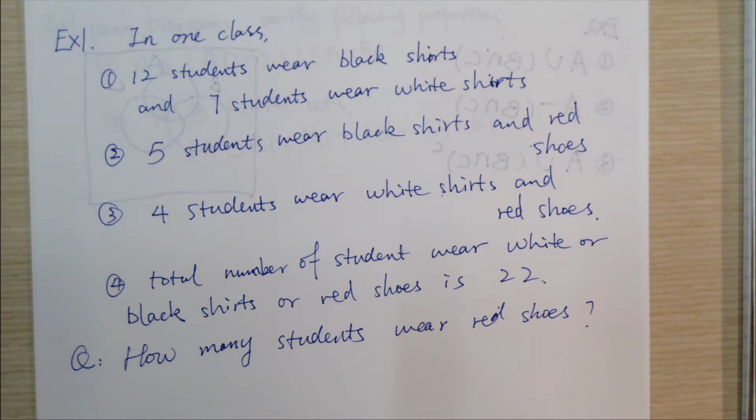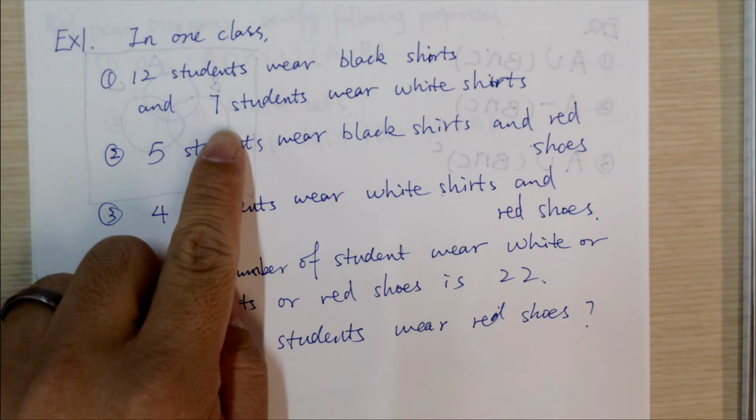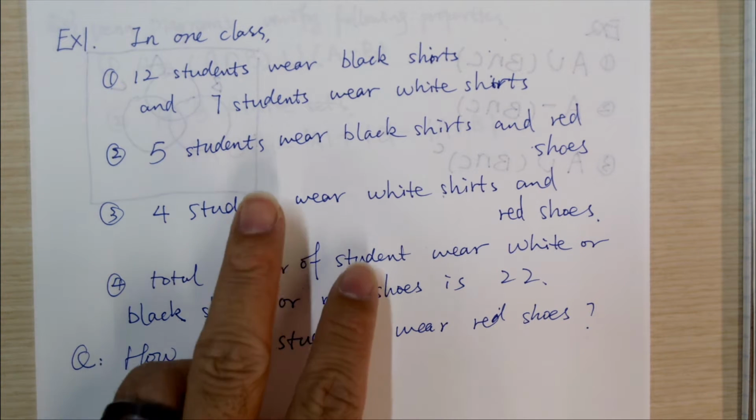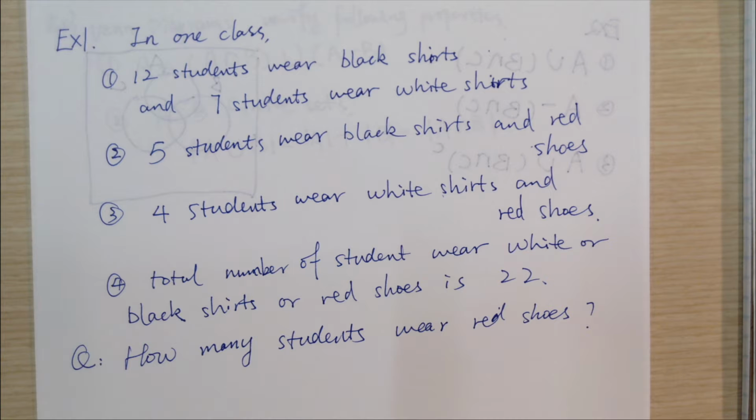So now let's look at some examples. This is one of the examples. In one class, we have 12 students who wear black shirts, and 7 students who wear white shirts. Okay, and 5 students wear black shirts and red shoes, and also 4 students wear white shirts and red shoes. Okay, so the total number of students who wear white or black shirts or red shoes is 22. So the question is, how many students wear red shoes?